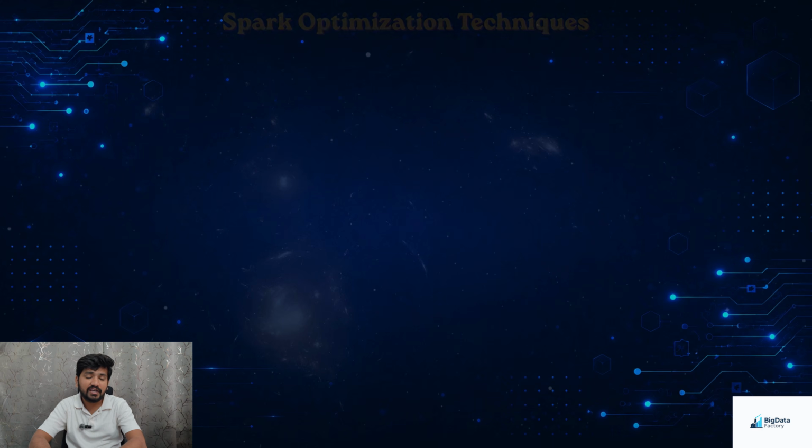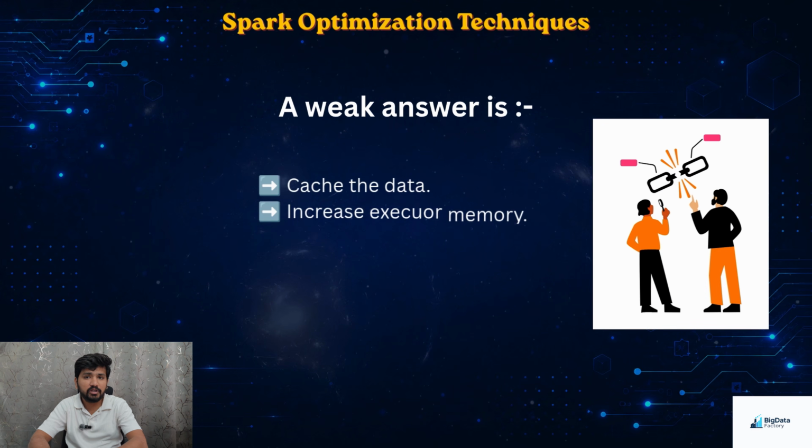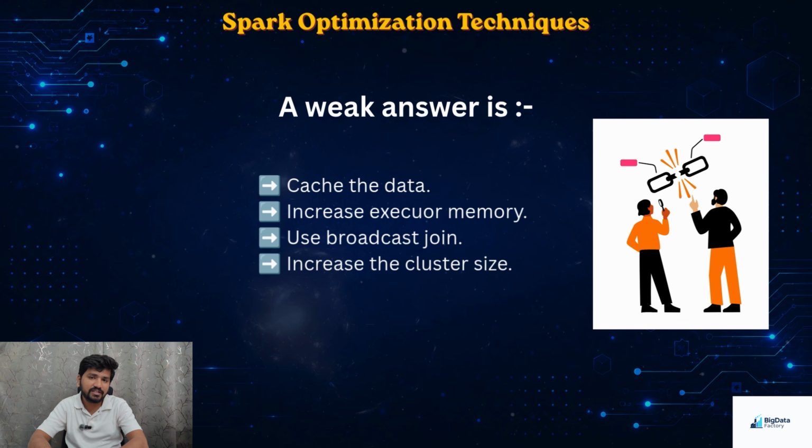If an interviewer asks what are Spark optimization techniques, a weak answer is to randomly say, cache the data, increase executor memory, use broadcast join, and increase the cluster size. Those are individual techniques, but that is not a structured answer.